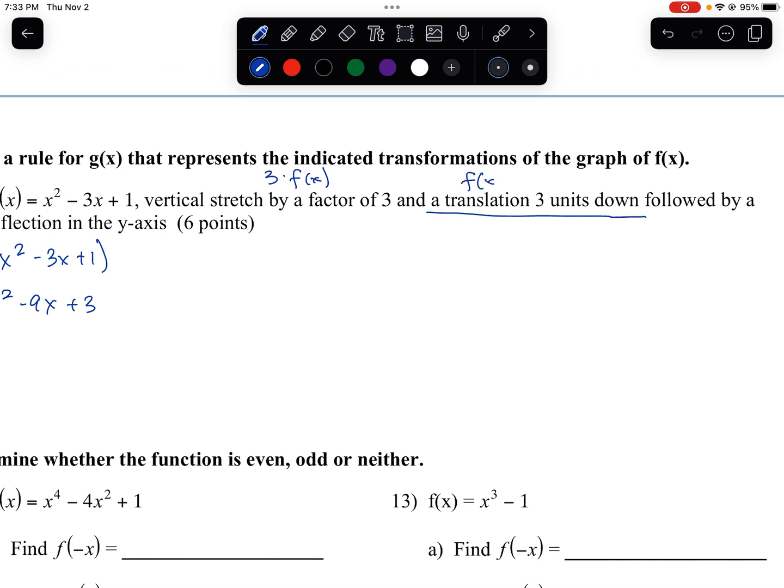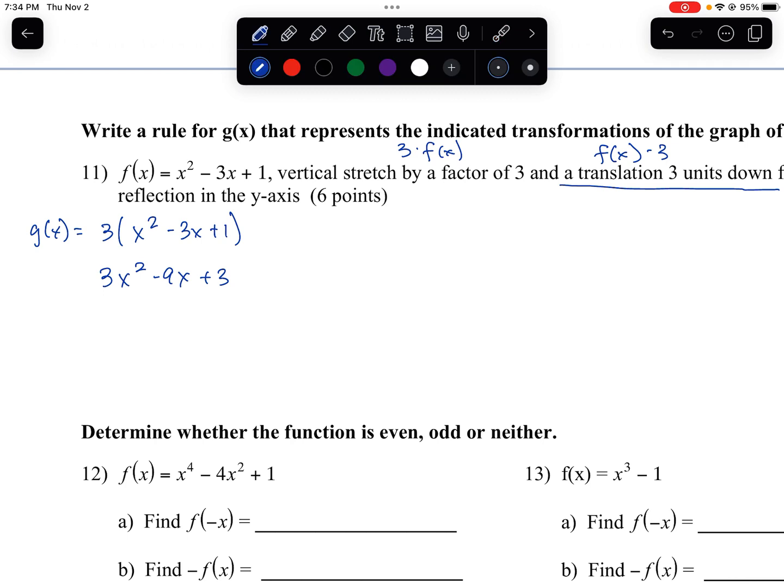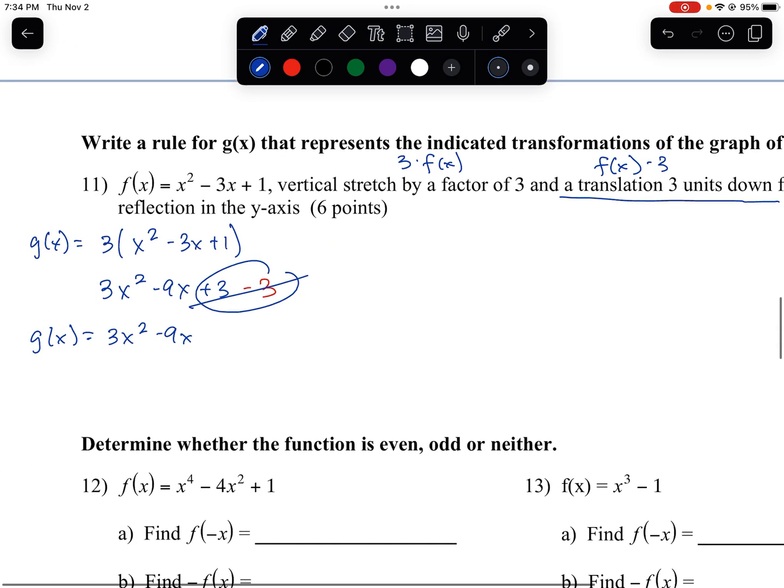Translation 3 units down. That is f of x minus 3. So what that means is I'm going to subtract 3 from the function. Remember that this is the function where I left off. So I'm going to subtract 3 from it, just like the notation shows right here. These are going to cancel. So when I simplify it, I get g of x is going to be equal to 3x squared minus 9x, since those canceled.